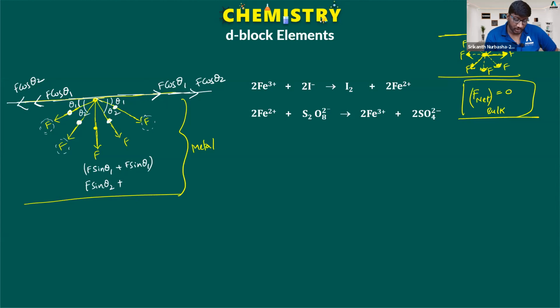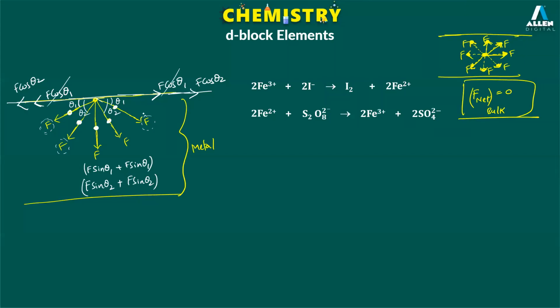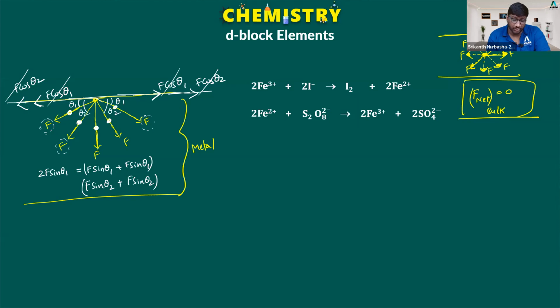Yes or no, Farhan? What is the component of this force again in the downward direction? F sin θ2. So what happens to this F cos θ1 and F cos θ1? Will they get cancelled out or not? Yes, obviously. What about F cos θ2, F cos θ2? They will also get cancelled out. What about this F sin θ1 plus F sin θ1? Can I write this as 2F sin θ1? Yes. F sin θ2 plus F sin θ2, I will write as 2F sin θ2.